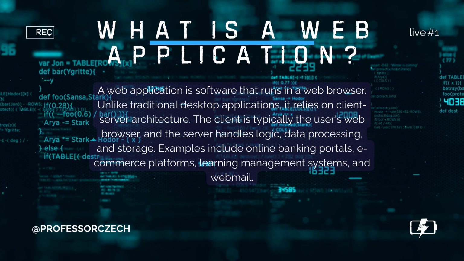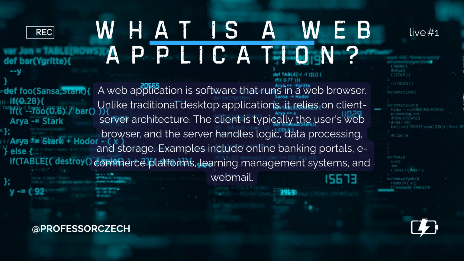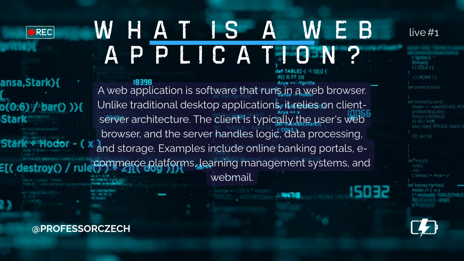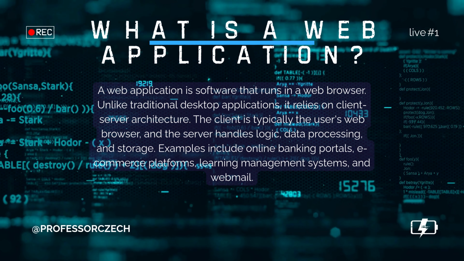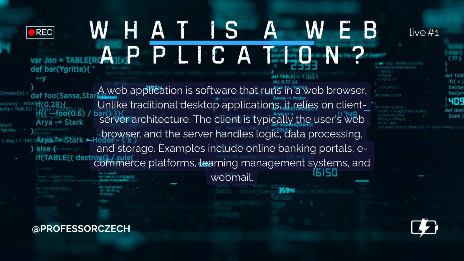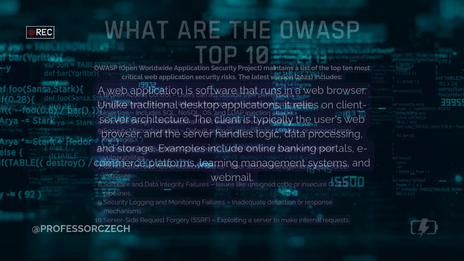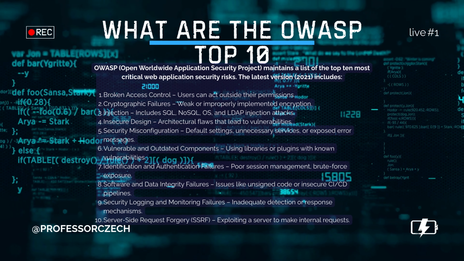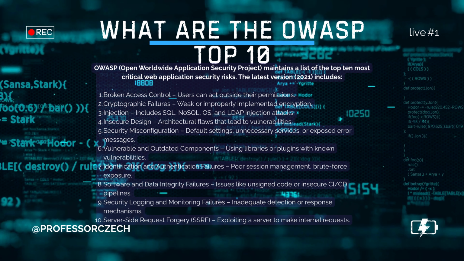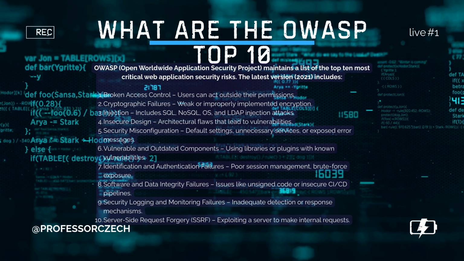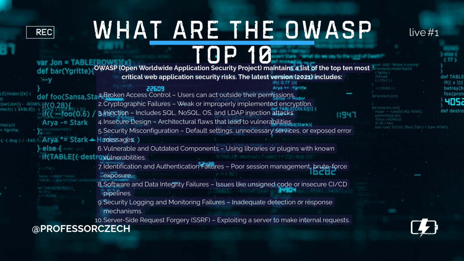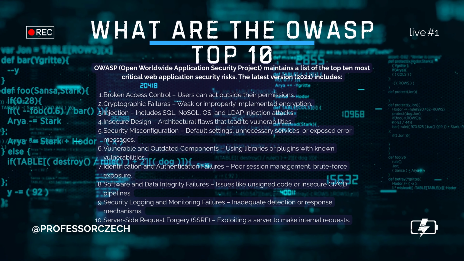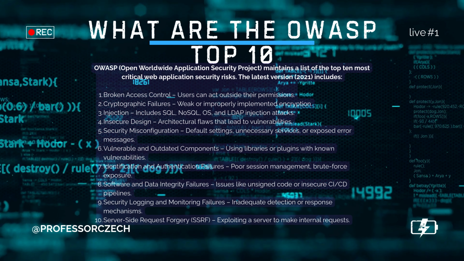These apps accept user input, process it, and often store or retrieve data from the backend system, making them prime targets for attacks if not properly secured. Now we're getting into the OWASP Top 10. So what are they? Well, it's part of the Open Worldwide Application Security Project, which maintains a list of the top 10 most critical web application security risks.